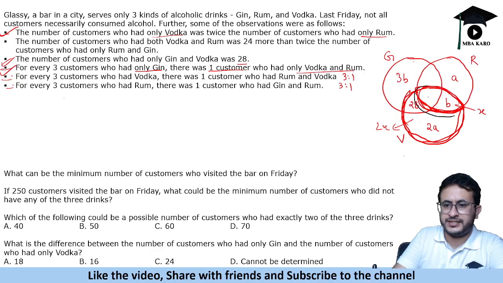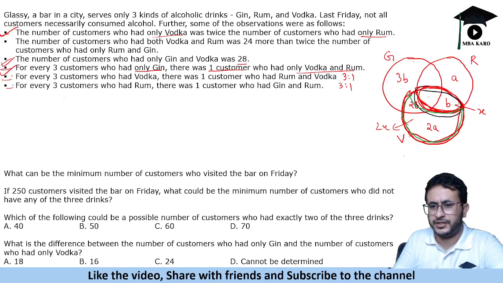If the black region is x, the green region is 2x. Okay, that's what it means.